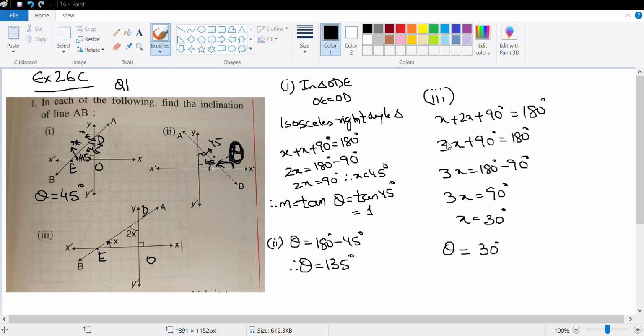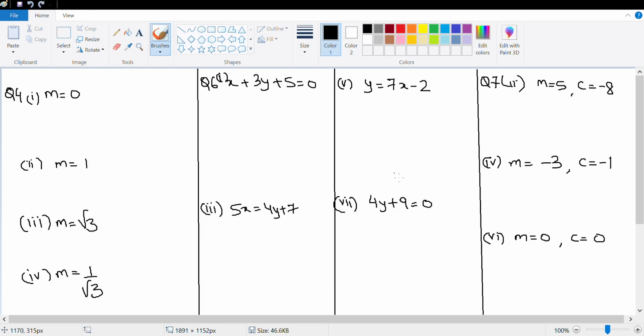The next question that we solve is question number 4. Let me just open that question here. So we are on question number 4. Let's read the question. It says, find the inclination of the line whose slope is 0. So tan theta is given equal to m, which is given equal to 0.